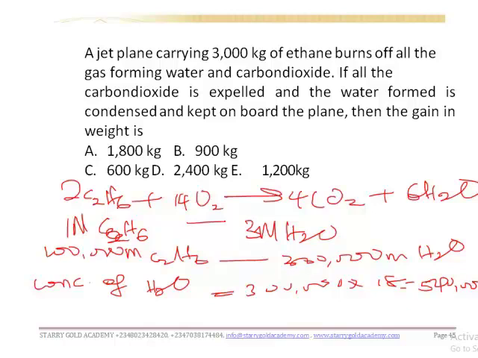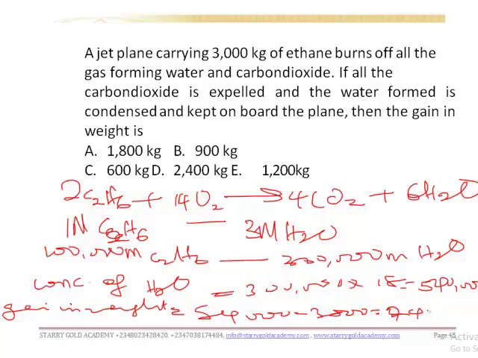Now, the gain in weight is going to be 54000 minus 3000, which is what? 2400 kg. That's option D, the correct answer. Option D. So this is under hydrocarbon.